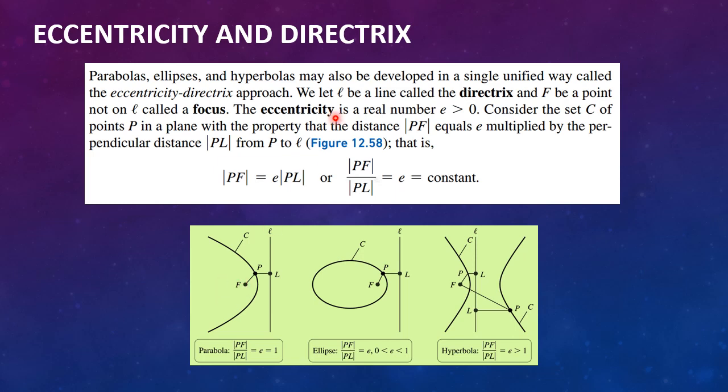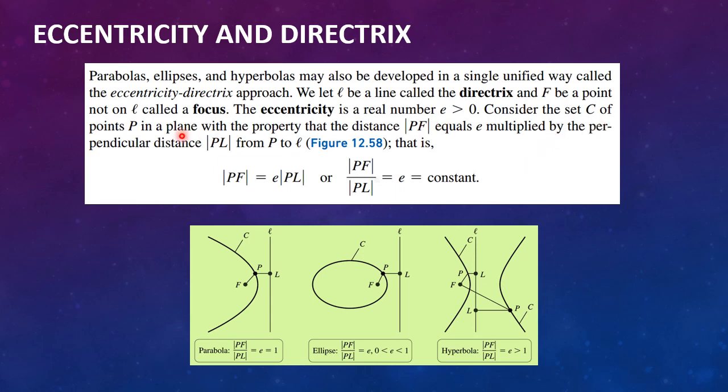The eccentricity is a real number. Now, don't get this confused with Euler's constant. This is not the constant E that we know from exponential equations. This is just a variable E for eccentricity. The eccentricity is a real number. E is greater than 0.